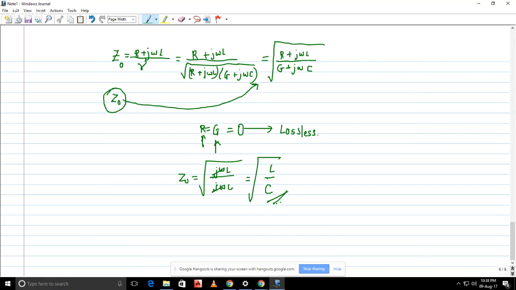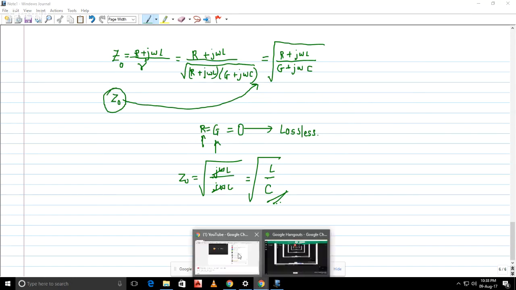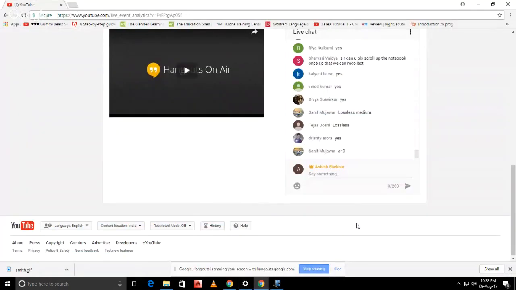And for a lossy transmission line, the characteristic impedance is given by root of R plus j omega L upon G plus j omega C. All of you understood? For a lossless medium, of course, alpha will go to zero. Correct. So can you please scroll up the notebook once so that we can recollect? Okay. Yeah. Alpha actually goes to zero. Correct.